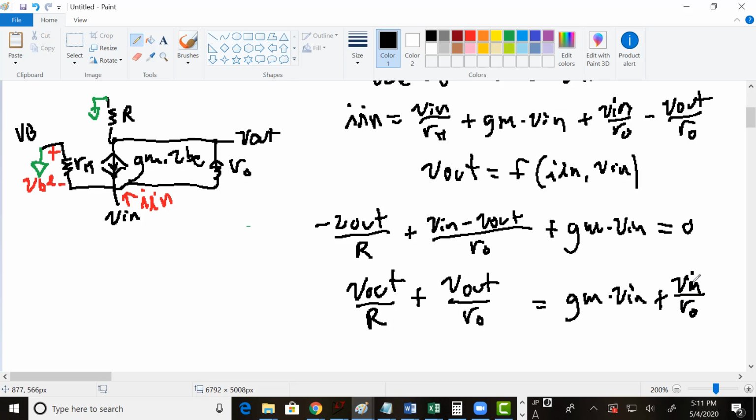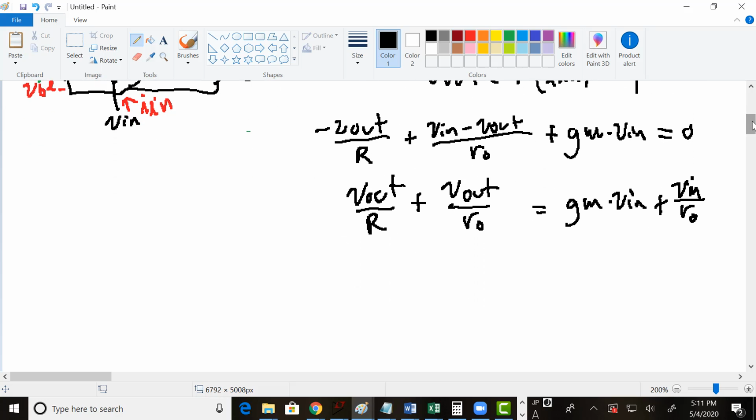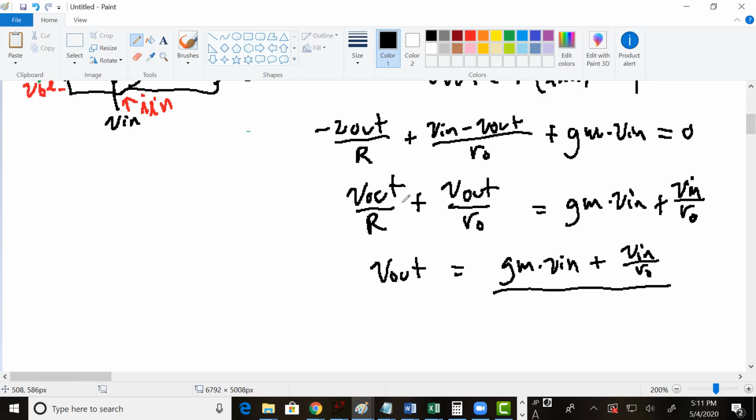So let's check out our signs. When I move this over, this turns into a plus. When I move this over, it turns into a plus. This leaves V in over RO and GM V in. So I think that's good. But what we need is V out equals something. So I'm going to factor out V out here, and that's going to equal GM V in plus V in over RO, all over 1 over R plus 1 over RO. So now we have our equation for V out.